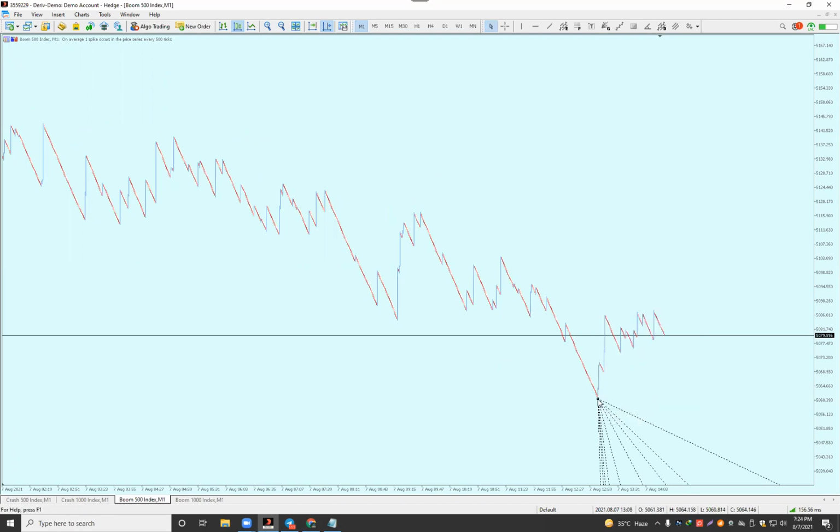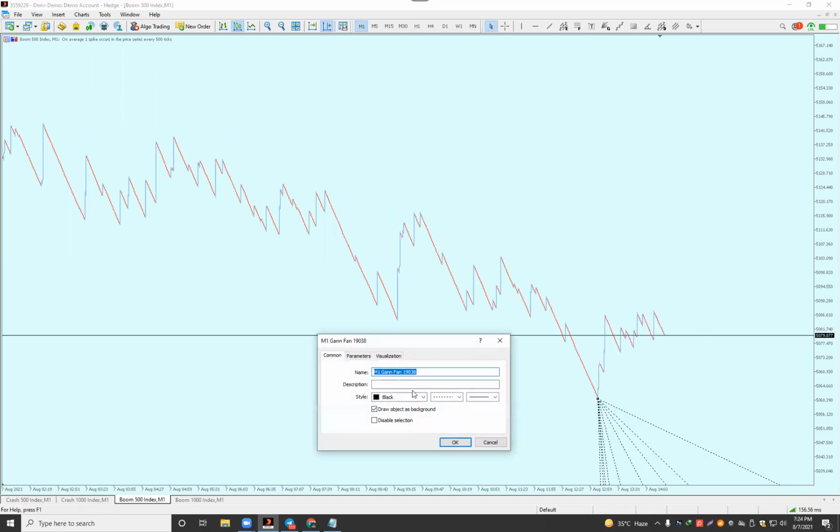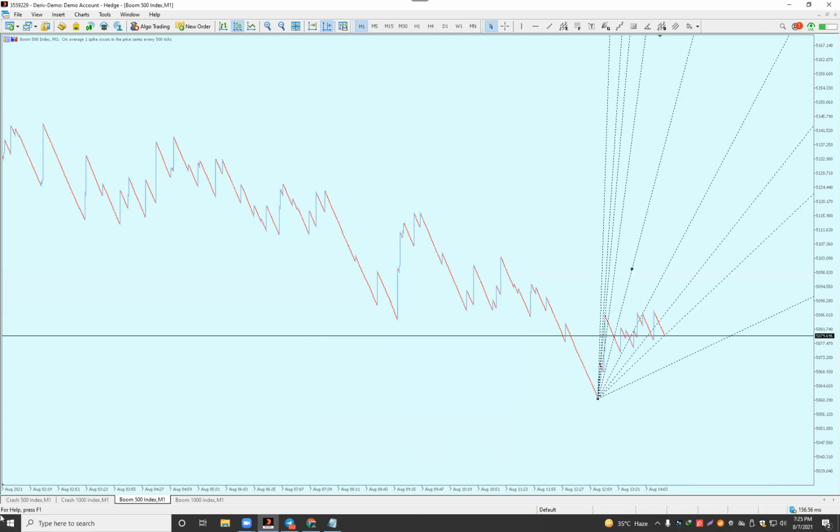What's the property of the Gann fan? You must be master in the Gann fan setting. Here select, uncheck the downtrend because we are using the Boom. When we will use the Boom, we will uncheck the downtrend. Okay.